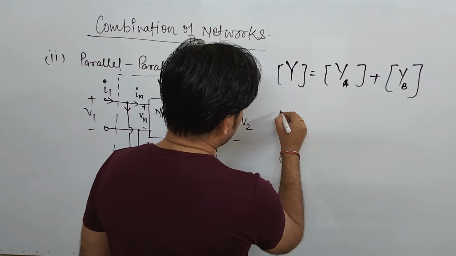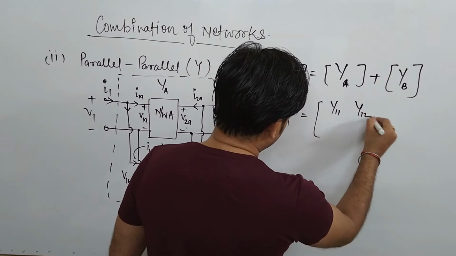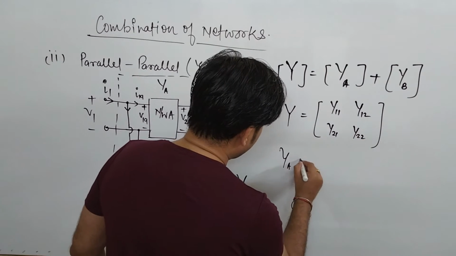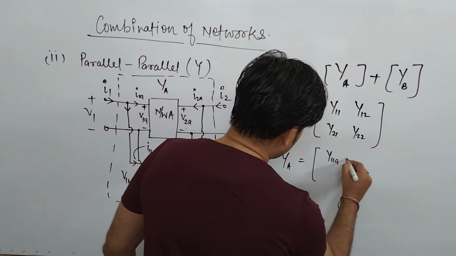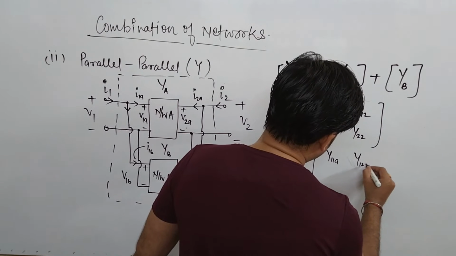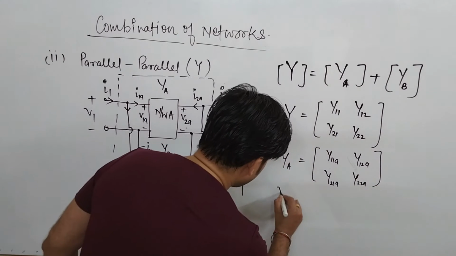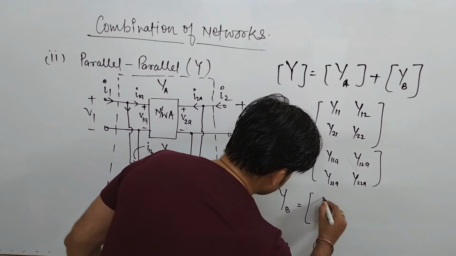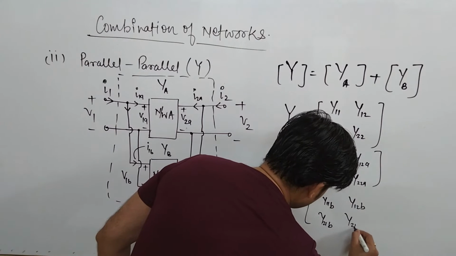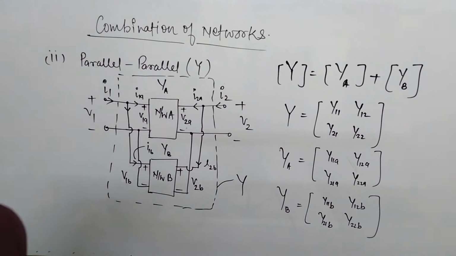These Y parameters are given as Y11, Y12, Y21, Y22. For YA it is given as Y11A, Y12A, Y21A, Y22A, and for YB it is Y11B, Y12B, Y21B and Y22B. So simply they get added and you can easily find it.